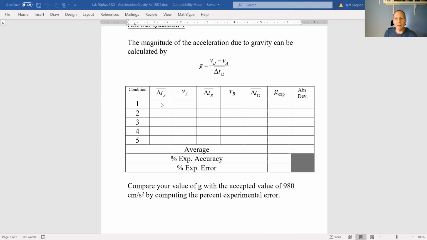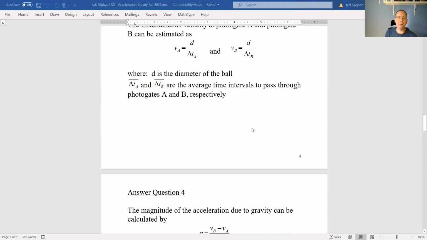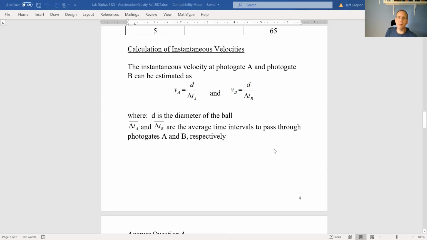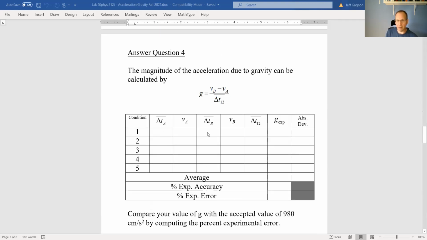And these averages, the average delta TA for all 5 conditions, average delta TB for all 5 conditions, and average delta T12 for all 5 conditions. You already have those 15 values. They're in this table, right? Those are these averages here. So like this first value, this is the average delta TA for the first condition when it was 10 centimeters. Then if you go to this column, this is the average delta TA for the second condition, then the average delta TA for the third condition, and so on. So these 15 values, you can just put them in the proper places here, right? You can fill in these columns with those 15 values.